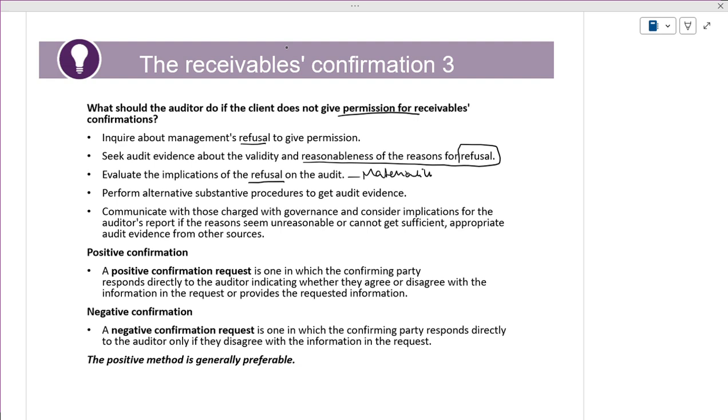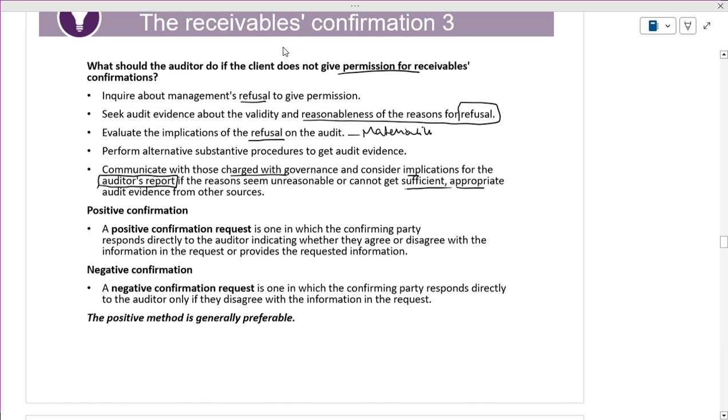What are the alternative procedures? Communicate with the people who are charged with governance and consider implications. Definitely, it will have an impact on what? It will have an impact on the auditor's report, because we are not getting sufficient and appropriate evidence.